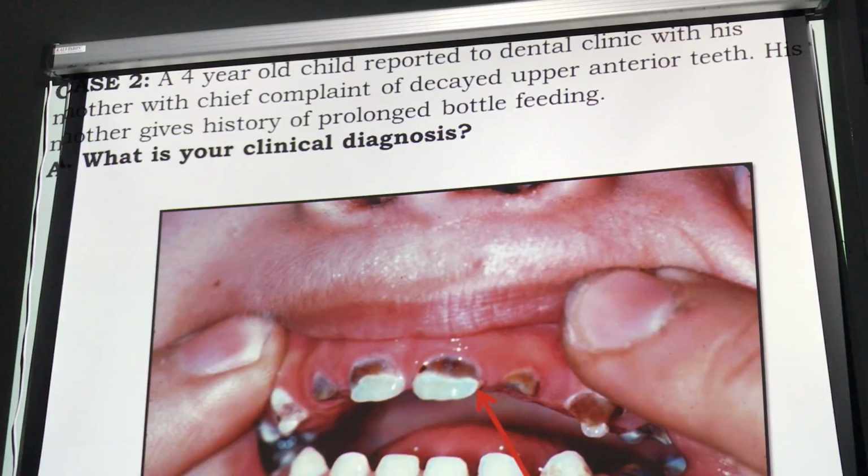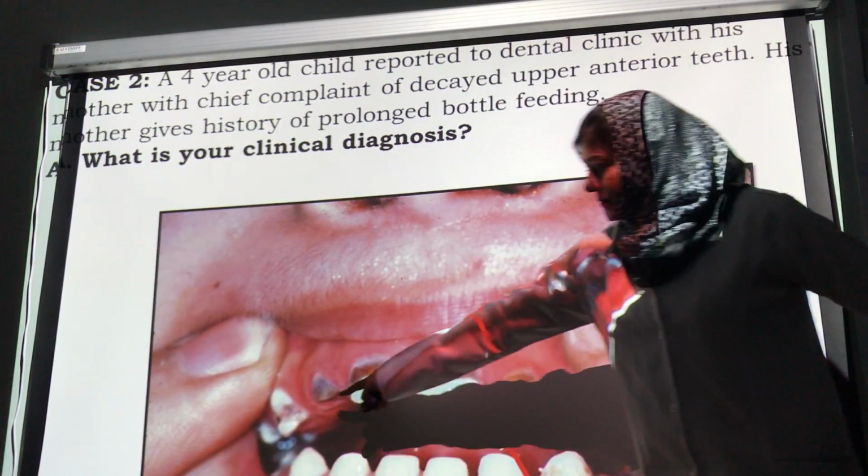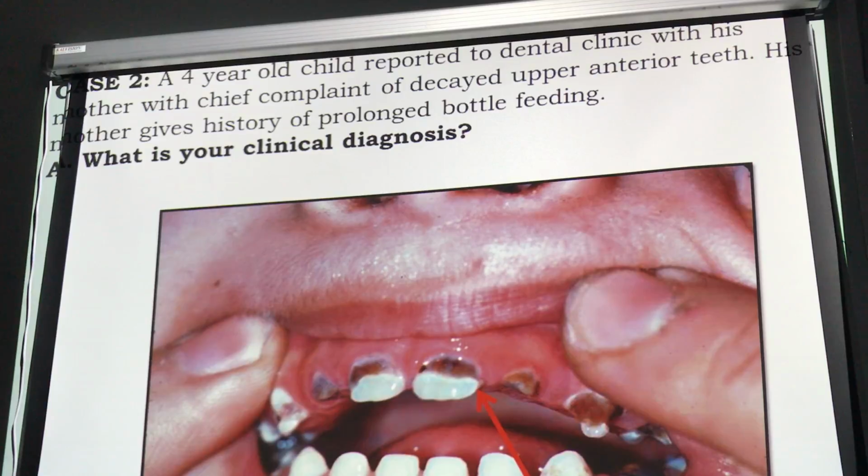If the root is not completely formed, would you do pulpotomy or pulpectomy? Which one would you do and why? You have to tie everything to clinical practice. We teach this so you put it into clinical practice. If you have a canine tooth, for example, and the root is incompletely formed, what would you do? Pulpotomy or pulpectomy? And why?